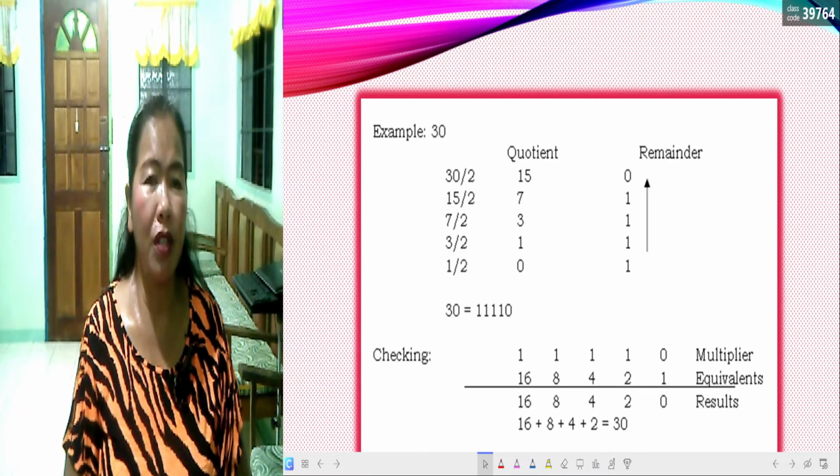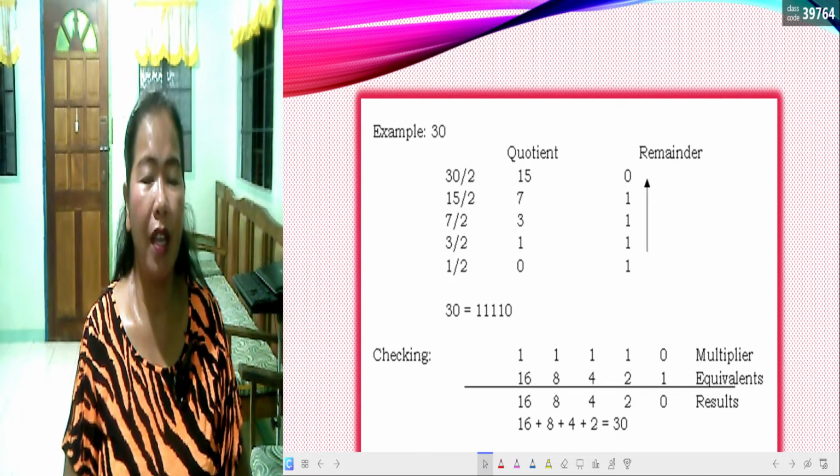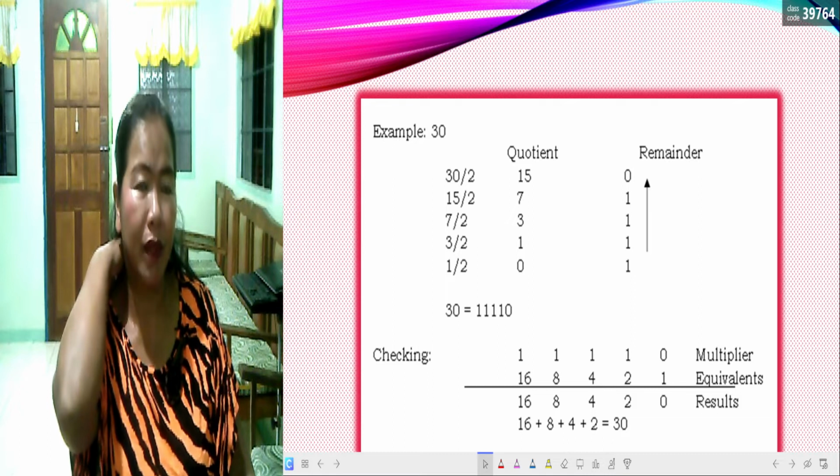So let us take into consideration this example. We have here 30 in the decimal number system.